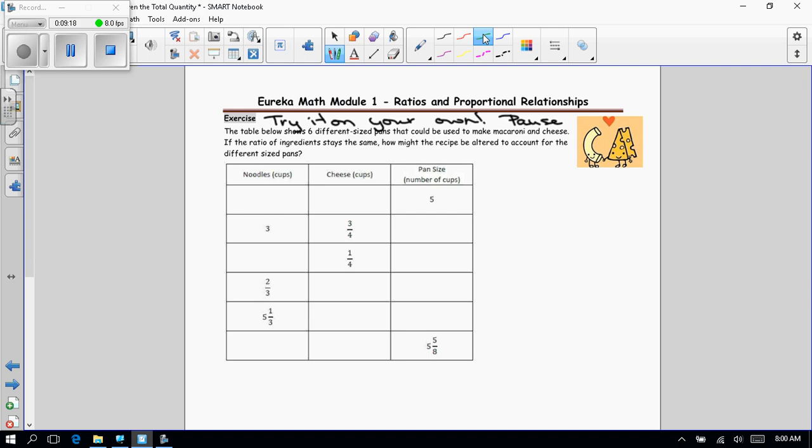The table below shows 6 different size pans that could be used to make macaroni and cheese. Oh, I'm getting hungry. If the ratio of ingredients stays the same, how might the recipe be altered to account for the different size pans? Take a look at everything in the table. I have to keep that ratio all the same, right? That means I want to start there. That's going to give me my ratio that I am looking for. All right, give it a shot now. Hit pause. Did you hit pause? Hit pause.